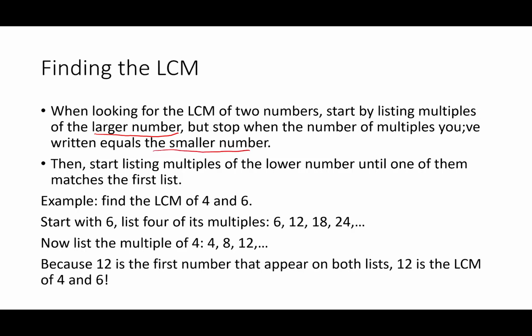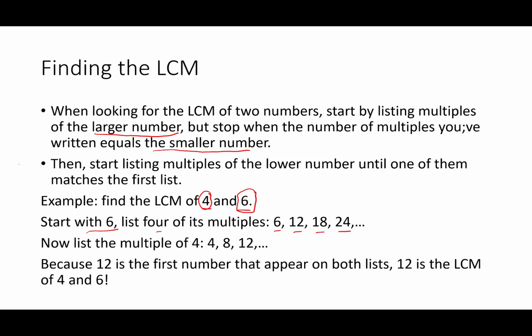Okay, so let's say you have two numbers. For example, here we want to find the least common multiple of 4 and 6, right? 6 being the larger of the two, so we start with 6. We list 4 multiples of 6, since 4 is the smaller number. We get 6, 12, 18, 24.